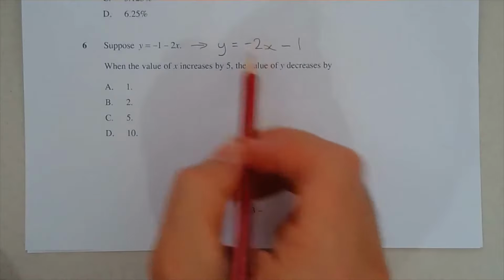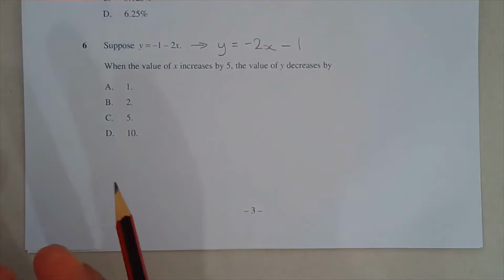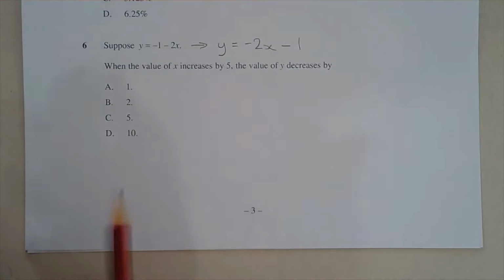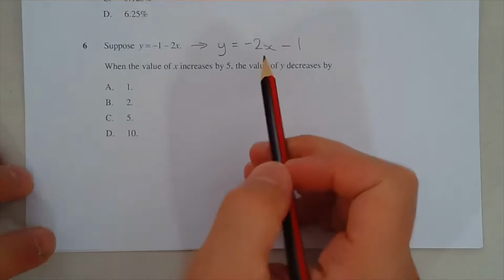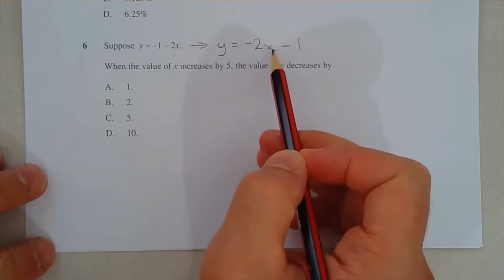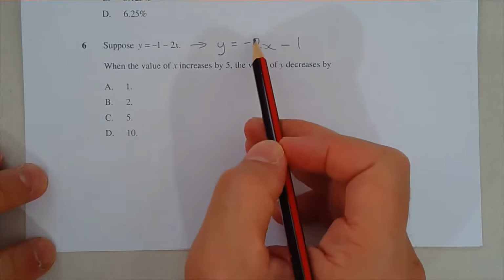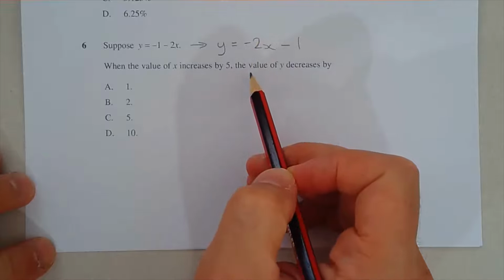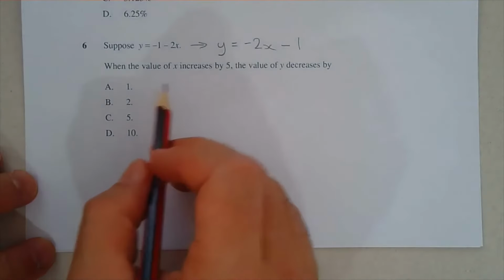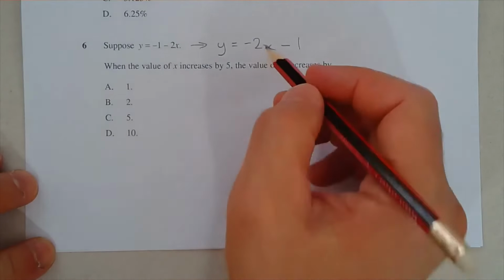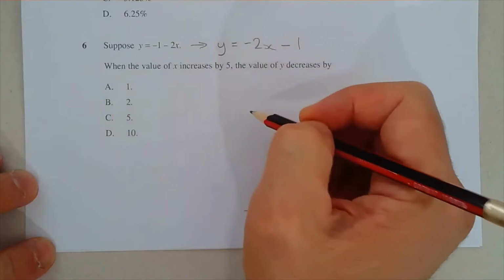So the gradient's -2. So what does the gradient represent here, or what does it mean in terms of the values of x and y, or that relationship between x and y? -2, this gradient means that when x goes up by 1, y goes down 2 places, or by 2. X goes up by 1, y goes down by 2. So if x is increasing by 5, that means y is decreasing by 10.